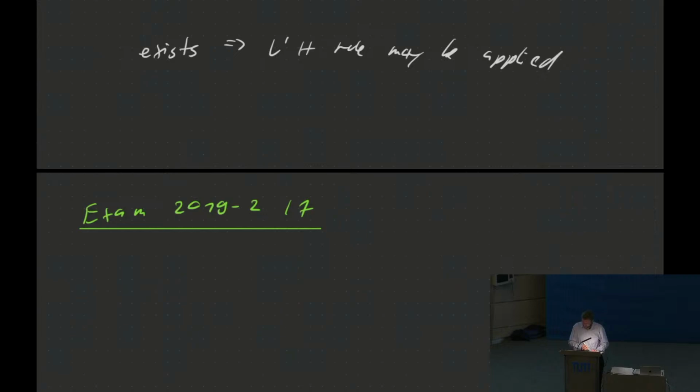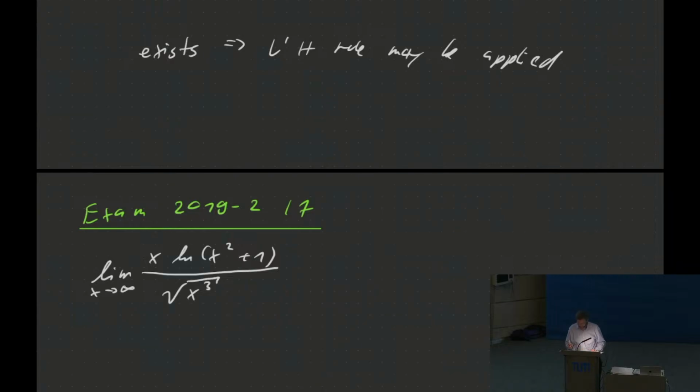All right, so the problem statement is: compute the following limit for x tends to infinity of x ln(x squared plus 1) over the square root of x to the power of 3. So again, I'll give you a couple of minutes to figure that one out.